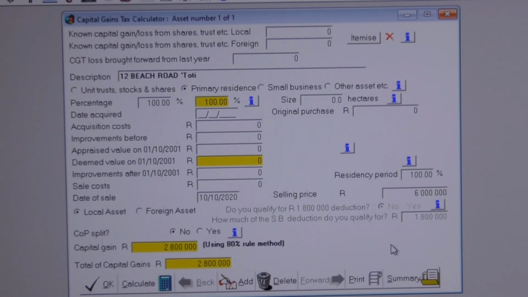6 million less 1.2 million base cost is 4.8 million profit, less the 2 million Rand primary residence exemption means a gain amount of 2.8 million. I want to point out that the 20% 80% rule method is very expensive, and you want to avoid having to use this method if possible.